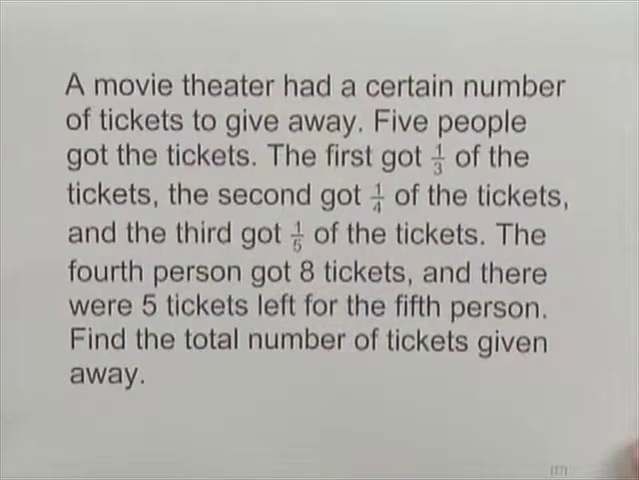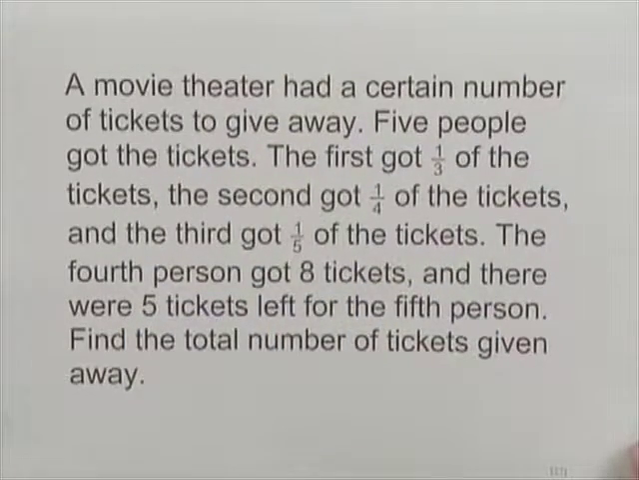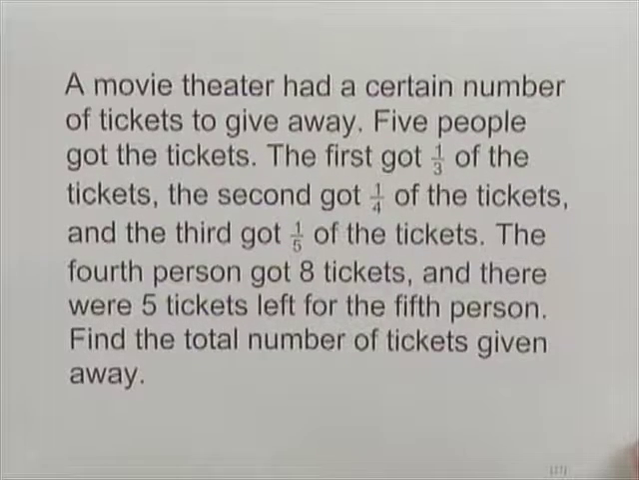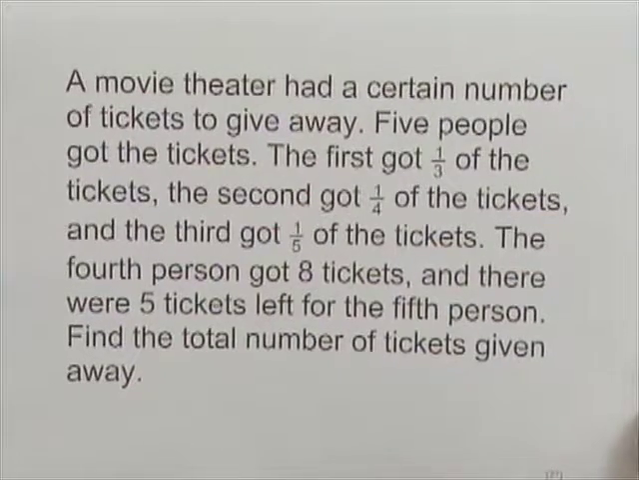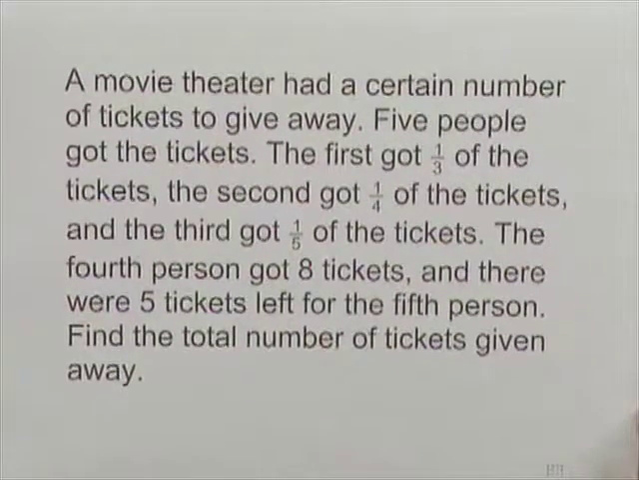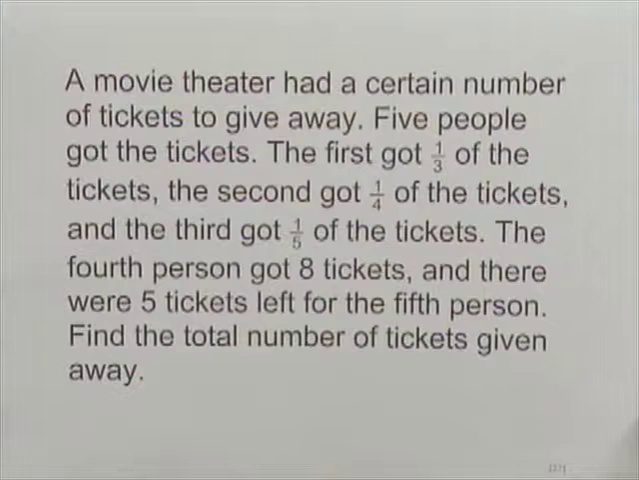A movie theater had a certain number of tickets to give away. 5 people got the tickets. The first got 1/3 of the tickets, the second 1/4 of the tickets, the third 1/5 of the tickets. The fourth person got 8 tickets, and there were 5 tickets left for the 5th person. Let's find the total number of tickets given away.